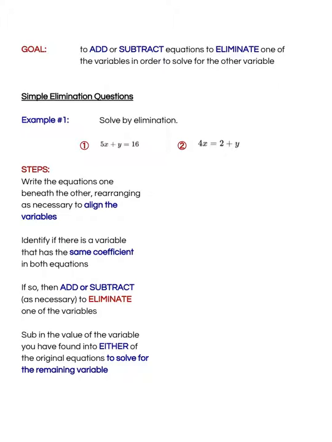So first of all, notice that I've numbered the two equations, number 1 and number 2, and I think that's really useful in keeping things organized and remembering what you did to which equation. But the first thing you're going to do is rewrite these equations one beneath each other. So for instance, I'm going to start off with equation number 1. I'm going to write that as 5x plus y equals 16.